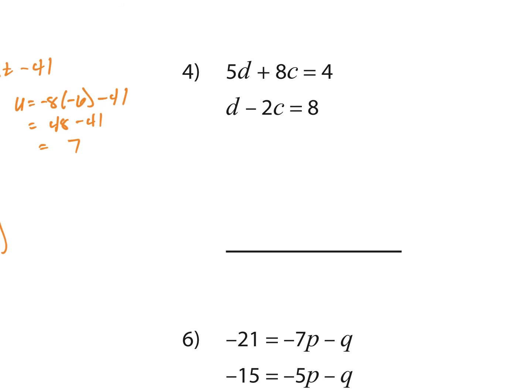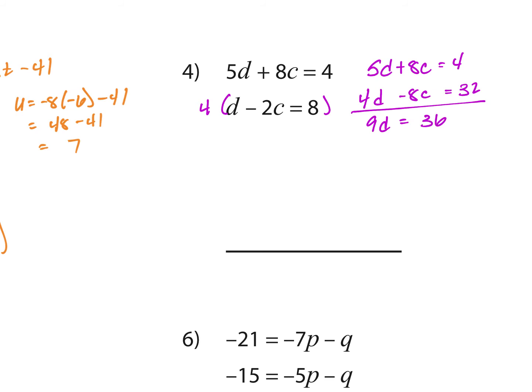I'm just going to go ahead because I can do elimination pretty easily on this one. I'm going to multiply this one by 4. So I've got 5d plus 8c equals 4. And then 4d minus 8c equals 32. So I get 9d equals 36. Divide by 9. D equals 4.